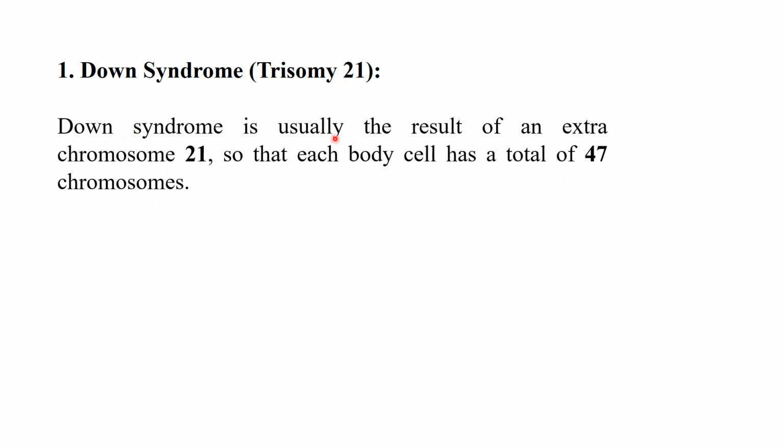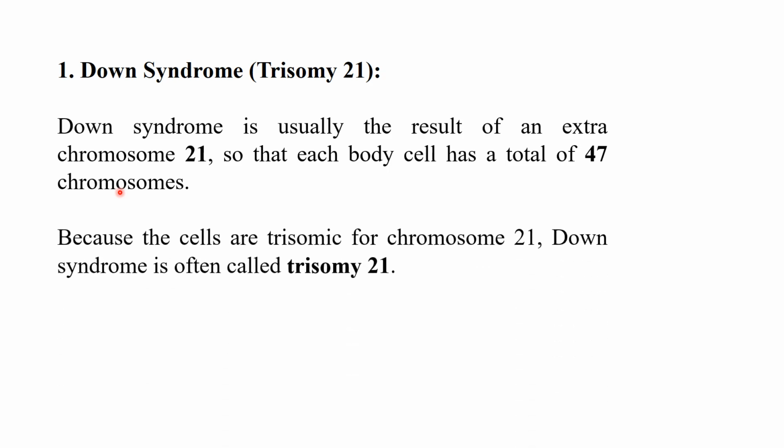Down syndrome is usually the result of an extra chromosome 21, so that each body cell has a total of 47 chromosomes instead of 46. Normally 46 chromosomes should be present, but in the trisomy condition, since chromosome 21 is in excess, it is extra. That's why it is trisomy 21 and the total chromosomes are 47. Because the cells are trisomic for chromosome 21, Down syndrome is often called trisomy 21. Chromosome 21 is present in triplet, that's why it is also called trisomy 21.